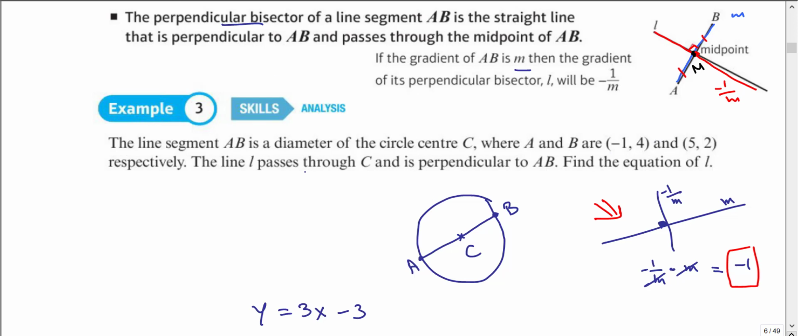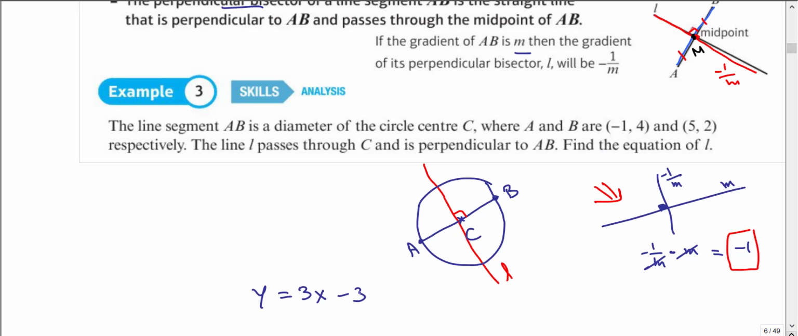It says line L passes through C and is perpendicular to AB, so I draw it like this. This is line L. They say find the equation of the line L. From paper 1, we know the equation of line L will be y equals mx plus c.